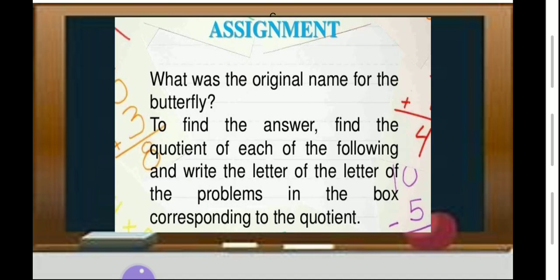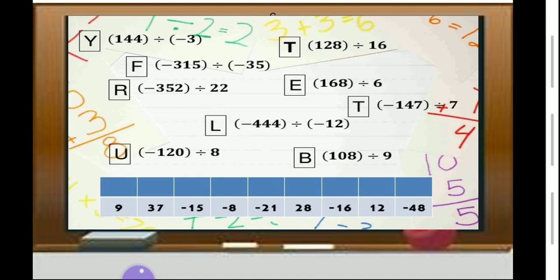Now here is an assignment for you. It's a very interesting assignment. You will find out what was the original name for the butterfly. Now how will you find out? You have to solve these questions, and for every answer a letter has been indicated. That letter will be put in the box above. Let's start off. 144 divided by negative 3. Now 144 divided by negative 3 gives the answer negative 48. So the last box, negative 48, will be filled with the letter Y. Similarly, get the answers and you will find the answer. What was the original name of the butterfly?